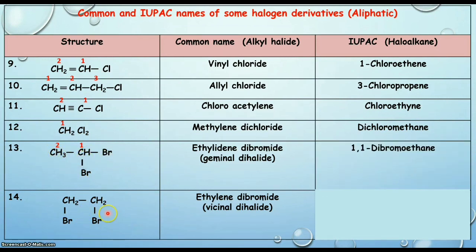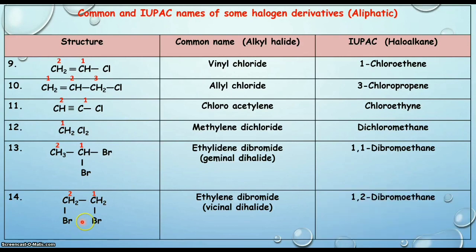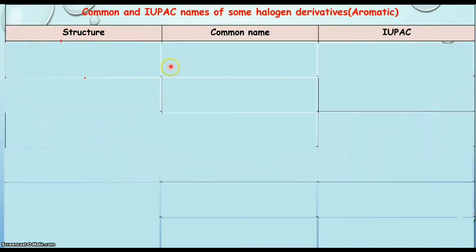In this next structure, 2 bromine atoms are bonded to adjacent carbon atoms. We can give this carbon atom as number 1 or this will be number 1. I have taken this as number 1 and this as number 2. So the IUPAC name will start with 1,2 dibromoethane.